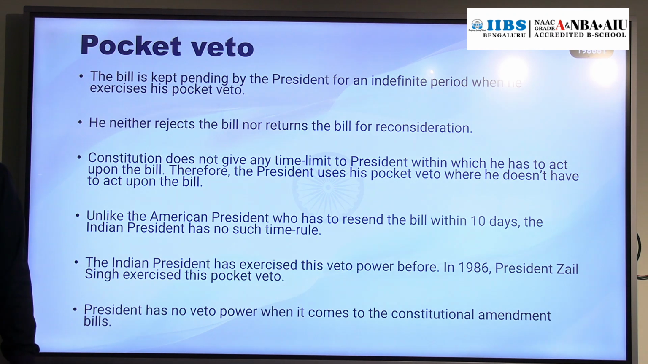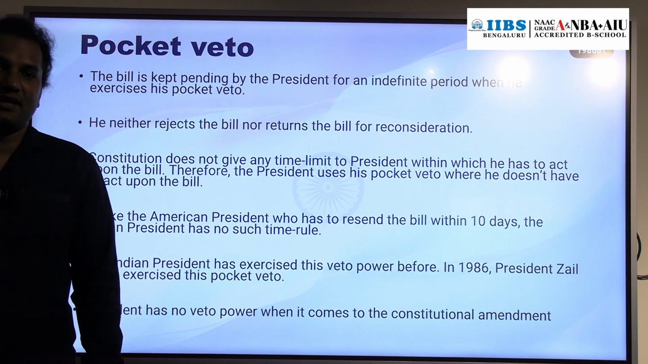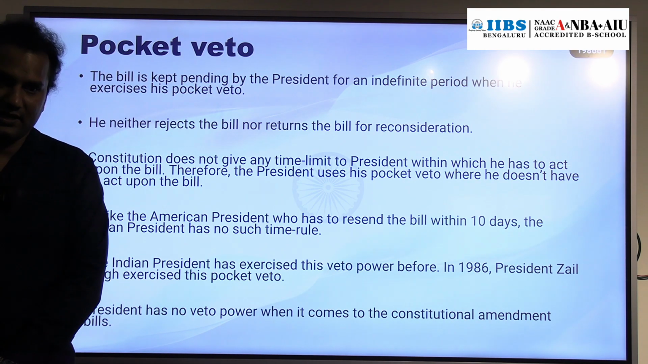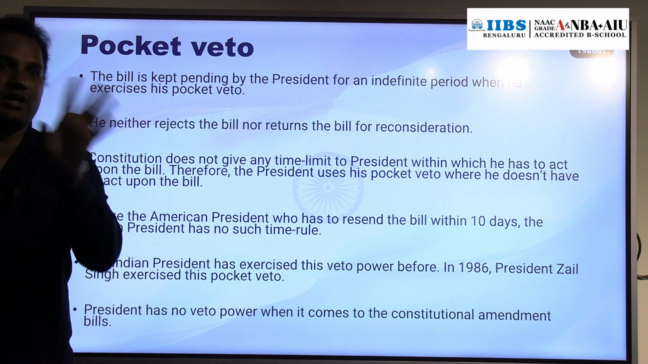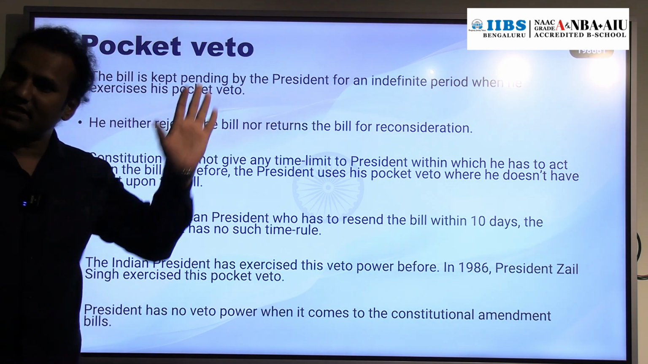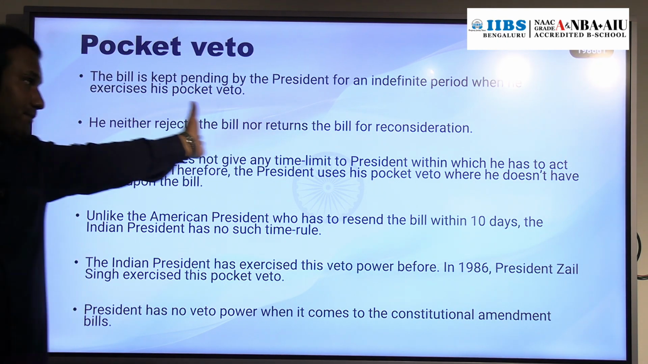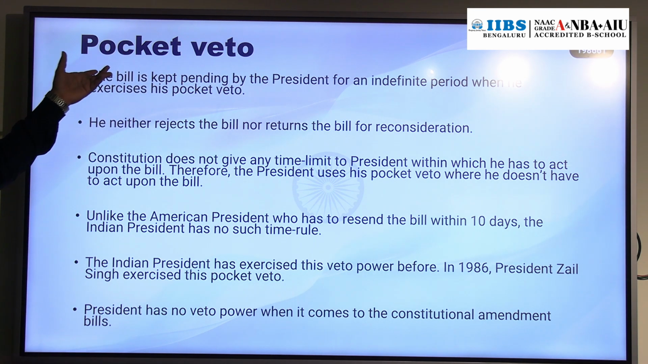In the constitution, the limitation of time is nowhere mentioned. That is the reason why in political science and international politics there is a saying that the pocket of the Indian president is wider than the pocket of the USA president. Because in the USA the president can exercise pocket veto only for 14 days. After 14 days he needs to give assent. But in case of India, there is no such time limit. In pocket veto, the president can neither return the bill nor reject the bill, simply keep the bill for an indefinite period of time. So that is the reason why there was a saying.